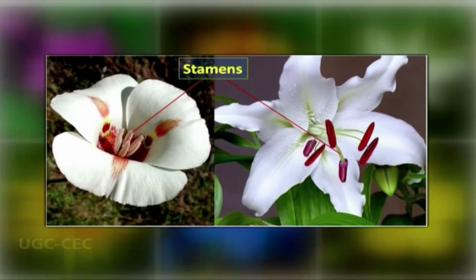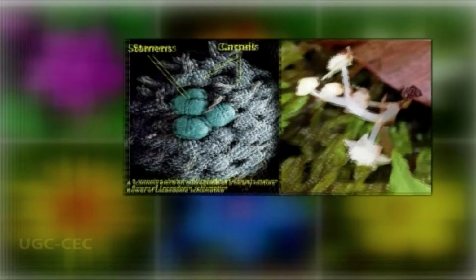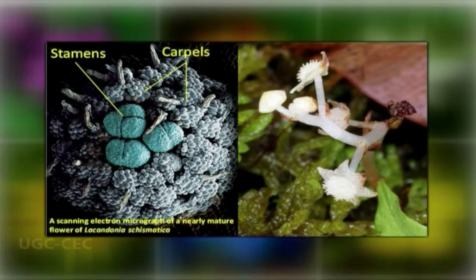Now, we come to androecium. Inner to the corolla are found male reproductive parts of a flower known as stamens, collectively called androecium, and represent the first fertile whorl of the flower. Androecium generally surrounds the gynoecium except in family Triuridaceae, particularly in Lecandonia schismatica, in which the gynoecium surrounds the androecium.